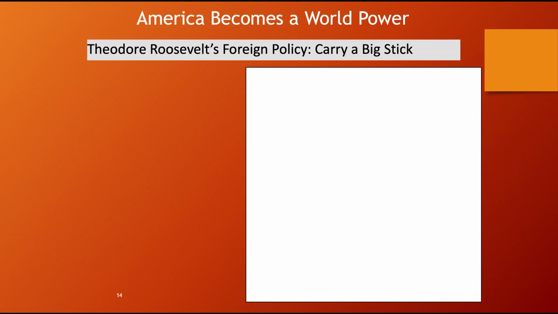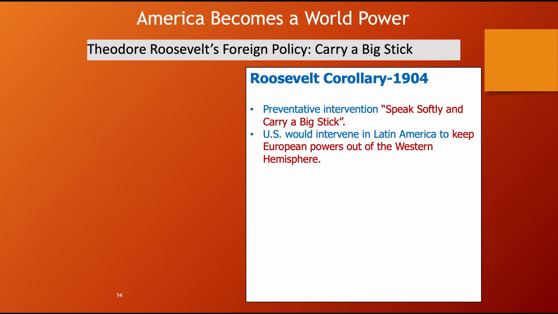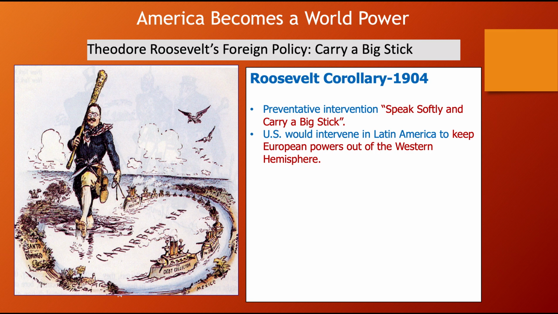Roosevelt's foreign policy, carrying a big stick. Roosevelt's corollary in 1904 was also known as speak softly and carry a big stick. His idea was a preventative intervention. Basically, he stated that the U.S. would intervene in Latin America to keep European powers out of the Western Hemisphere. If you take a look, speak softly, carry a big stick. Basically, be able to defend yourself. Be ready to defend yourself with something that everybody can see. But don't parade around and tell them that you can beat them.